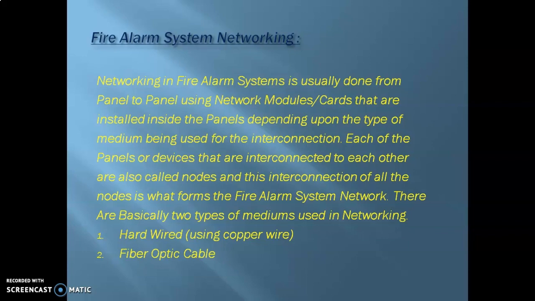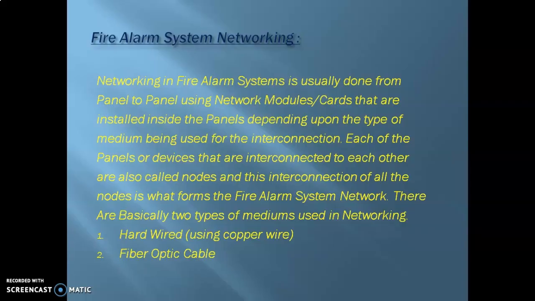Now, networking in fire alarm systems is usually done from panel to panel using network modules or cards that are installed inside the panels themselves, and are also based upon the different mediums being used for the interconnection. Each of these panels or devices that are interconnected to each other are also called nodes, and the interconnection formed between each of these nodes is what forms the fire alarm network.